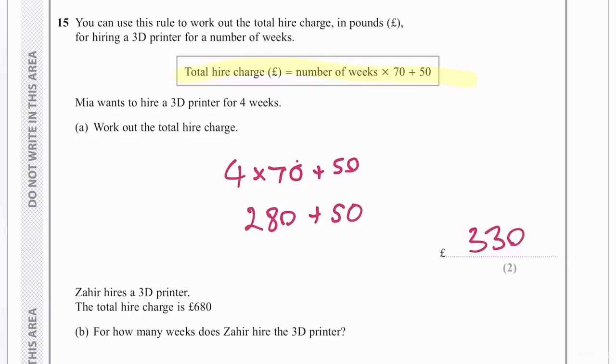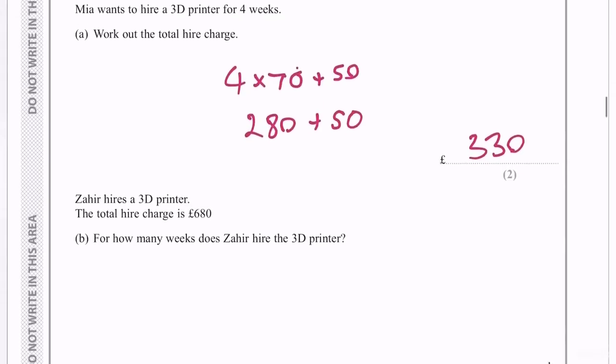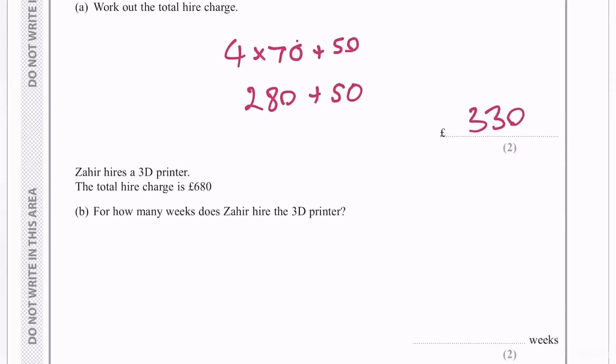It says somebody else hires a 3D printer and the total charge is 680. For how many weeks do we hire the printer? Well, actually we could use a bit of algebra for this, or you could just use a bit of trial and error. You could try 5, 6, 7, 8 and just keep on going until you get there. But the quickest way here is to say, okay, well, 70x, 70 times this amount of weeks, add 50, has got to equal 680. And again, you could just guess numbers, times it by 70 and add 50 until you get there. But this is probably a little bit quicker.